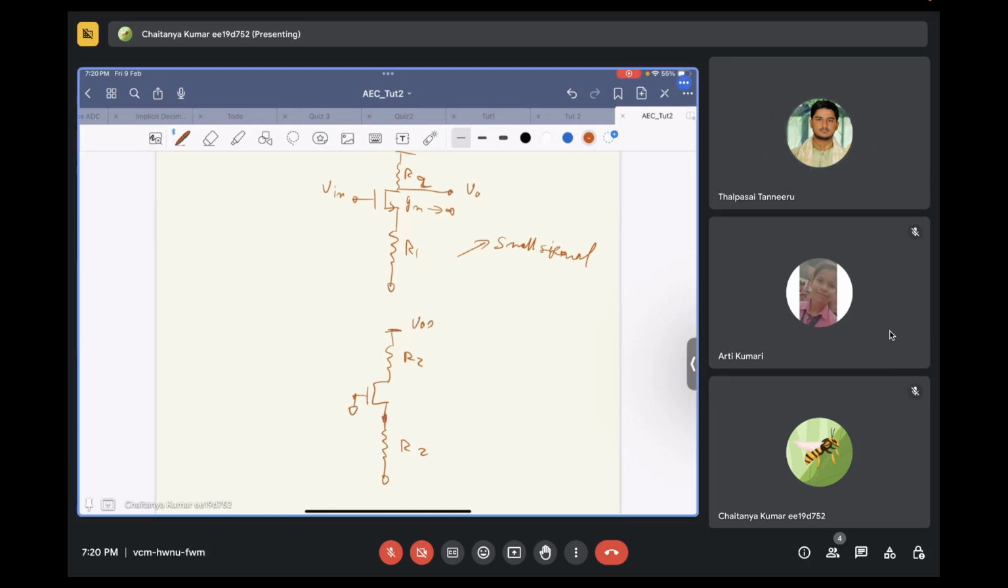So let's say this particular voltage tries to go up. What will happen is the current that is flowing through this.